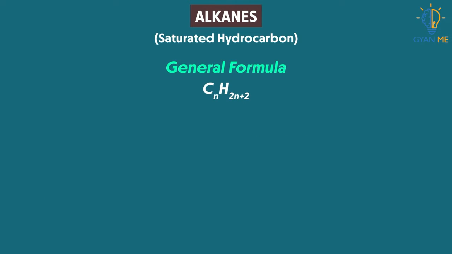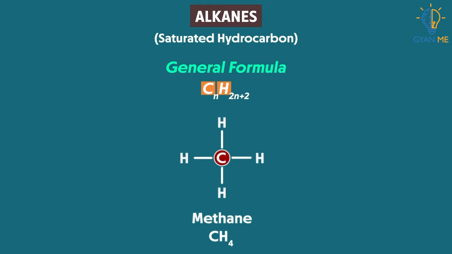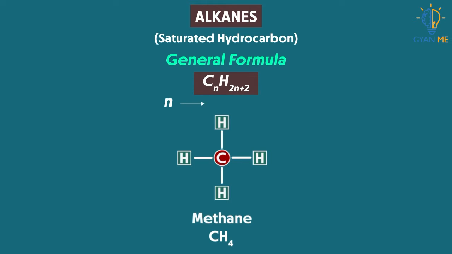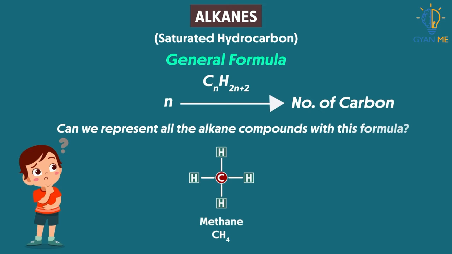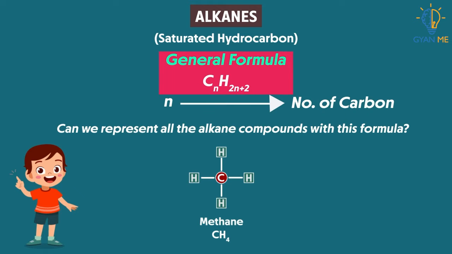Yes, a general formula. This formula gives the number of carbon and hydrogen atoms present in a hydrocarbon of the alkane group. And that is CnH2n+2, where n represents the number of carbons. So, can we represent all the alkane compounds with this formula? The answer is yes. And that is why it is called the general formula of alkanes.